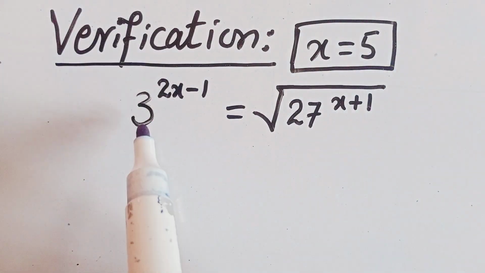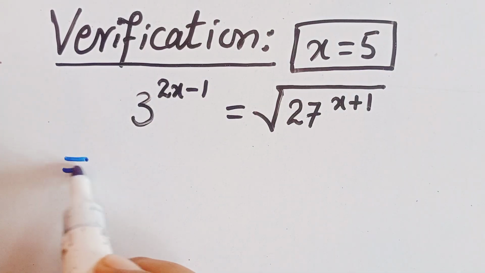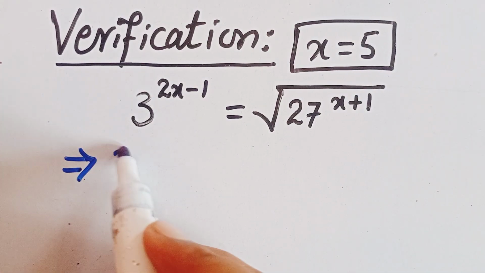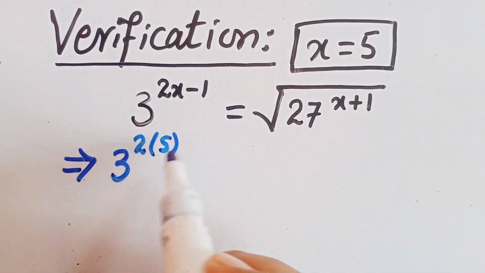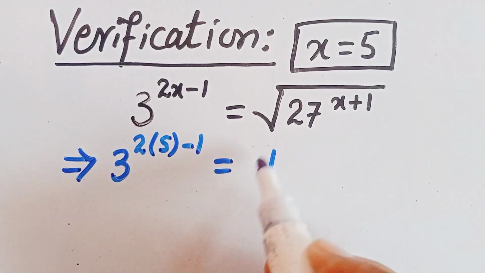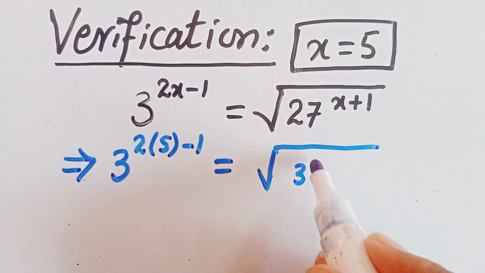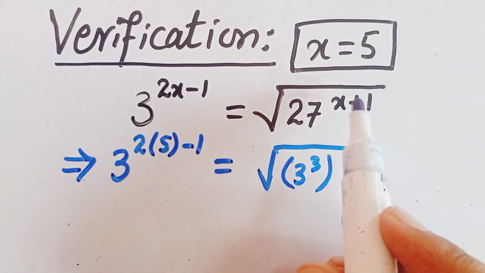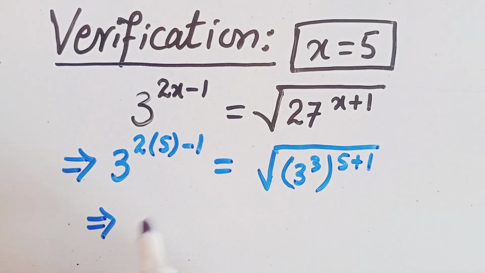Let's start the verification. From the question we have 3 raised to the power 2x minus 1 equals the square root of 27 raised to the power x plus 1. We will replace x by the value which we have found earlier, that is x equals 5. So putting x equals 5 on the left hand side as well as on the right hand side, we are going to simplify the left and right side and check whether it verifies the result or not.